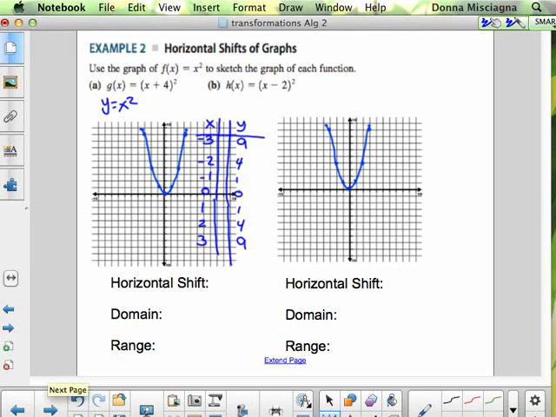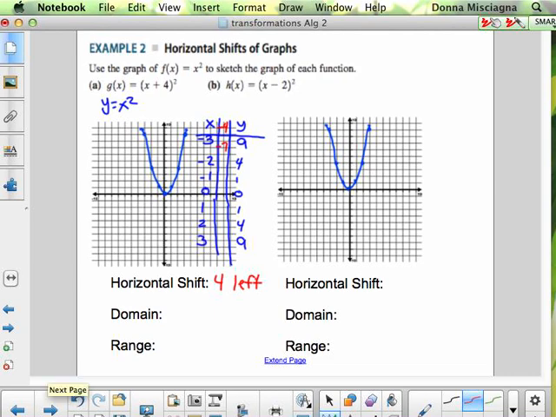Let's see if I can cram in the middle column there. So this graph, our horizontal shift is 4 to the left. Right, 4 units left. So for moving left, we're not going to add 4, otherwise your graph will go the wrong direction. We're going to subtract 4. That's a minus 4. So negative 3 minus 4 is a negative 7.